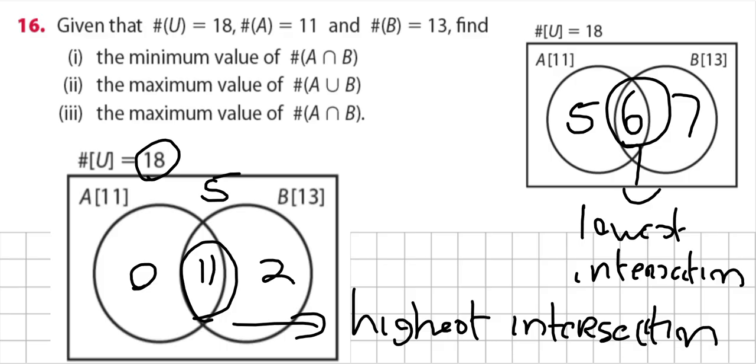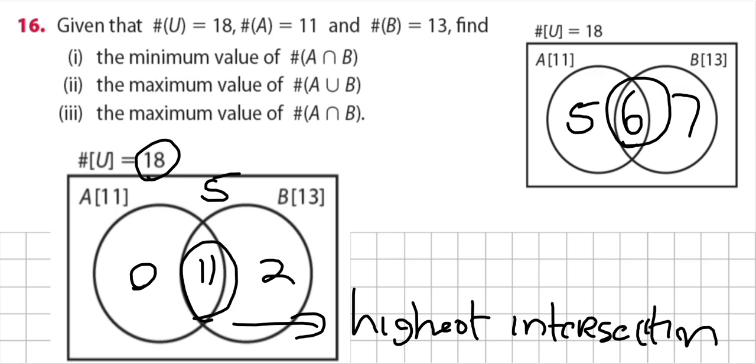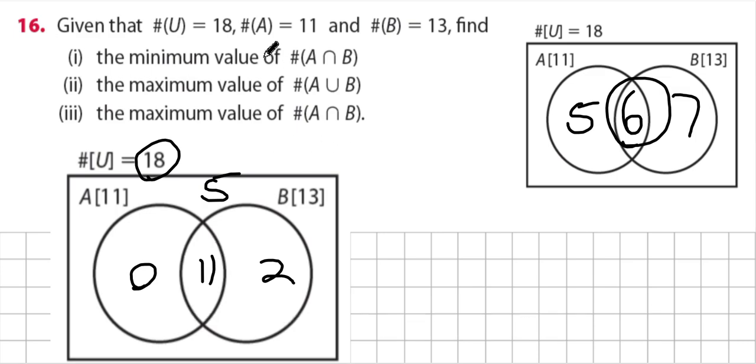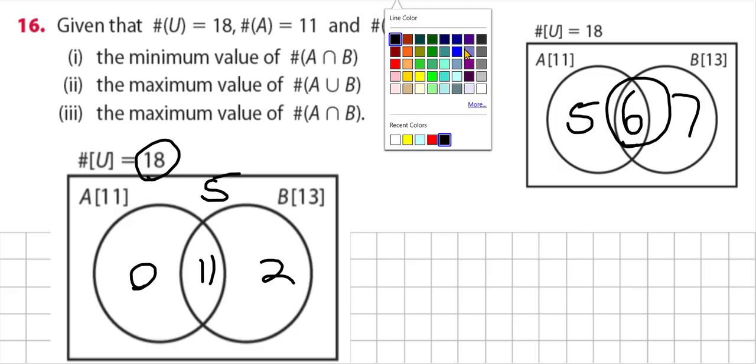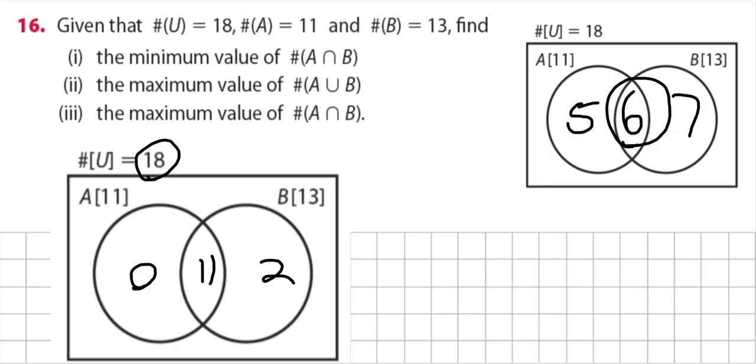Now, let's answer the questions using what we know now. What is the minimum value of A intersection B? Well, which one has the smaller value of A intersection B? 6 or 11? 6. Okay. Sorry. I have to redo that. So the answer is 6.